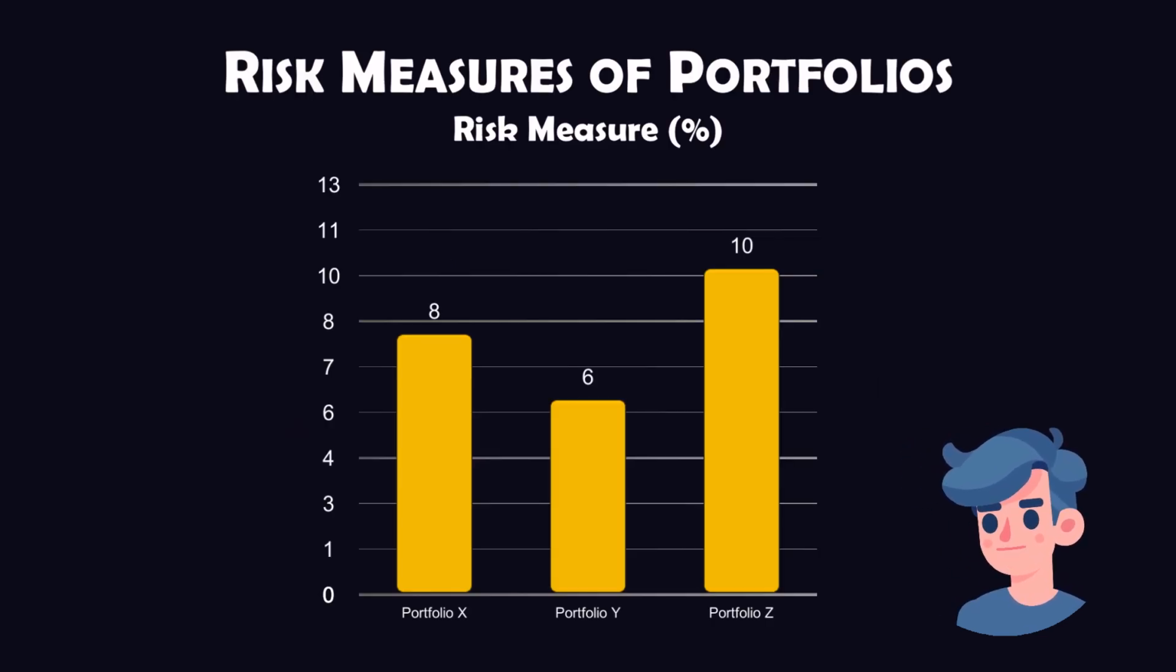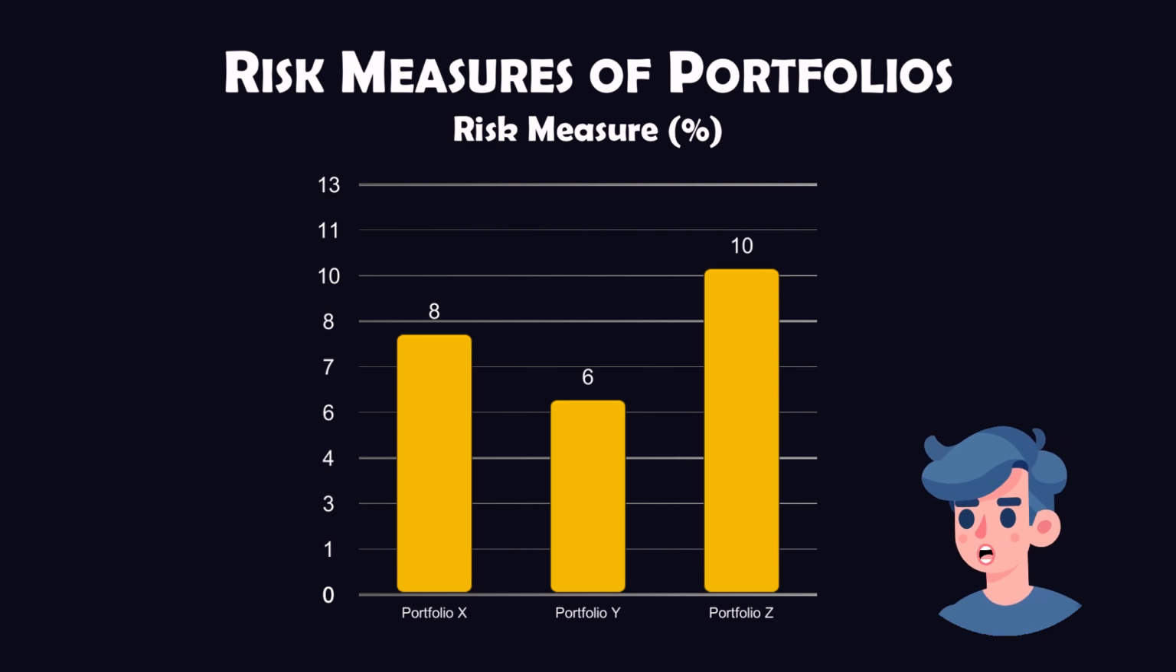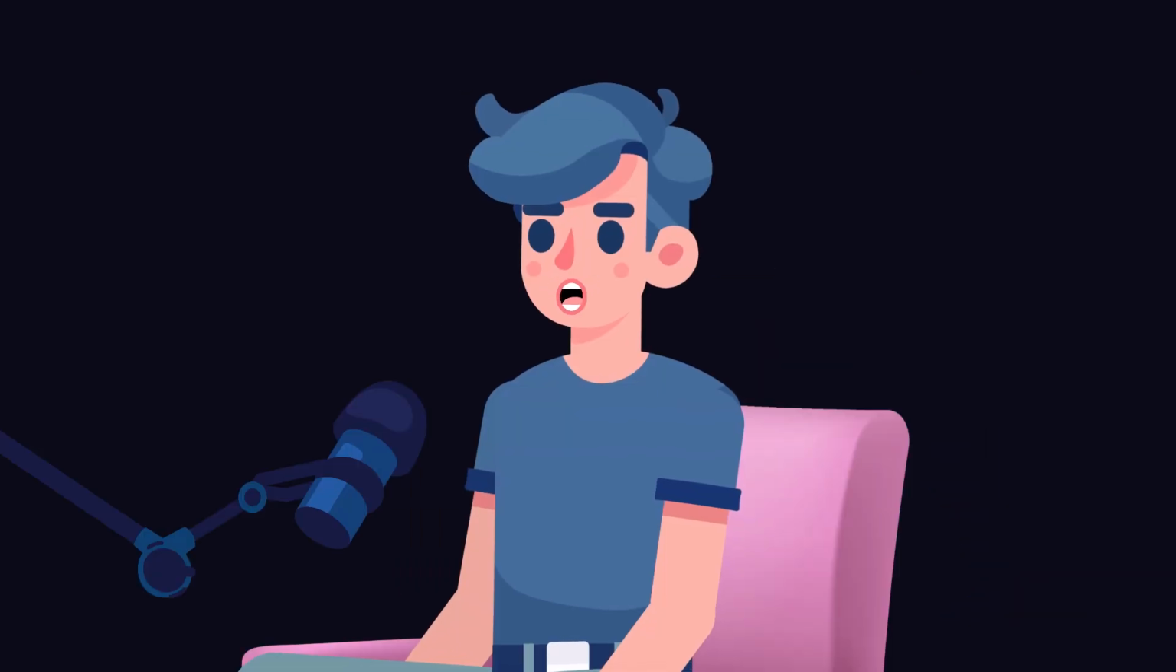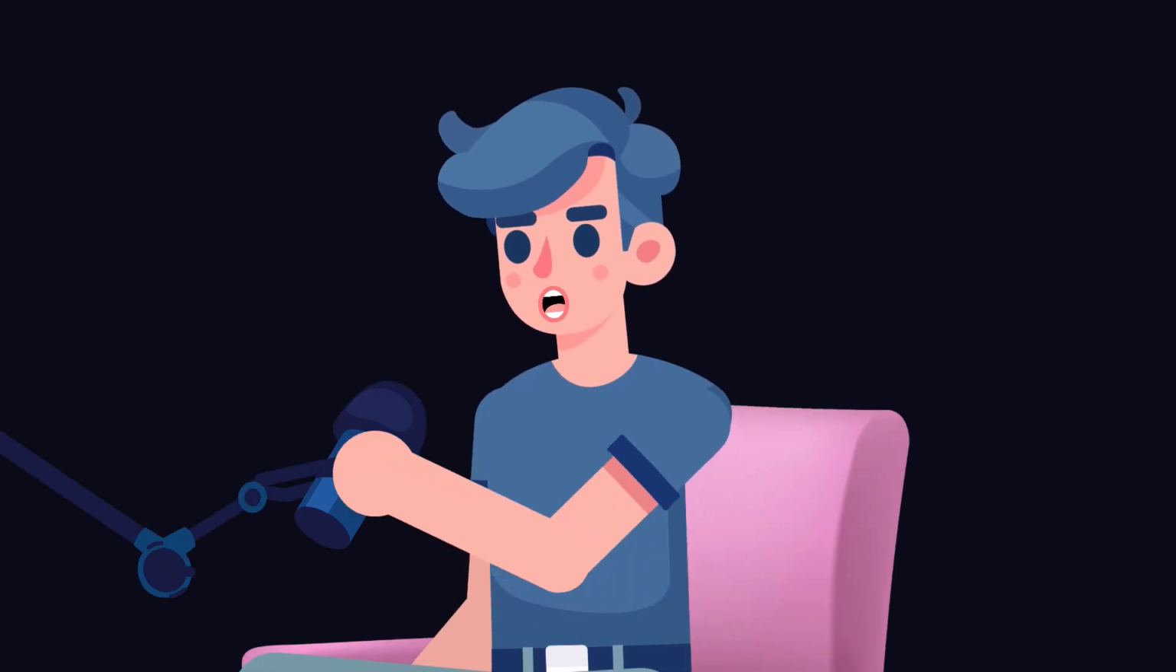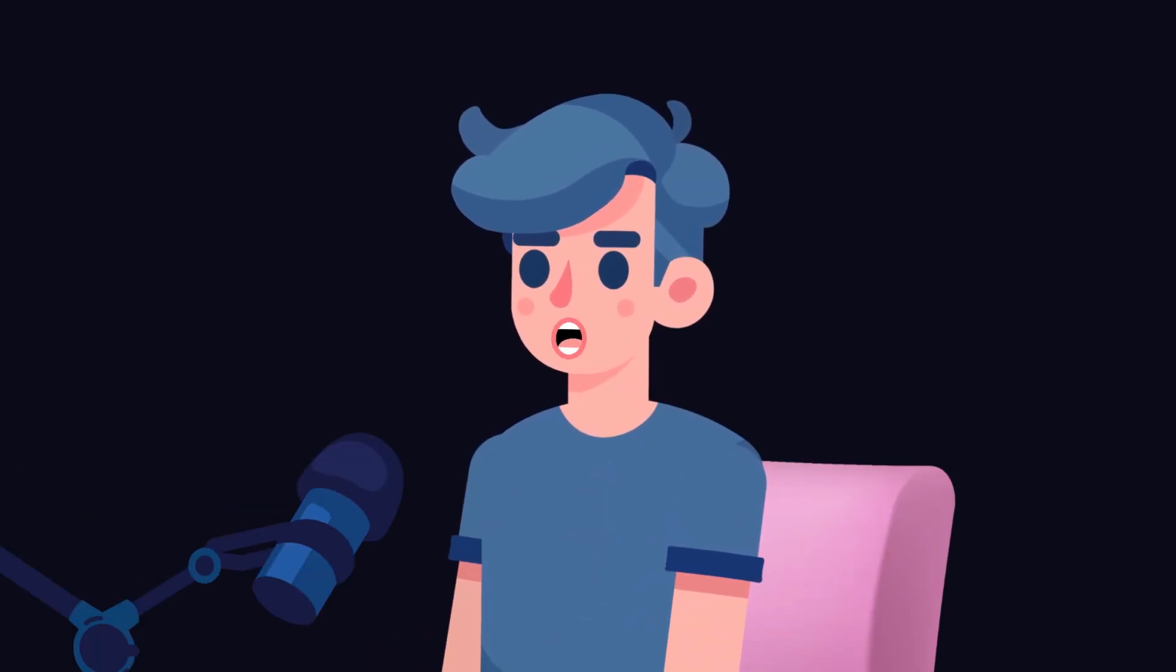Now, let's look at some data to illustrate these concepts further. Suppose we have three portfolios: Portfolio X, Portfolio Y, and Portfolio Z. Portfolio X has a risk measure of 8%, Portfolio Y has 6%, and Portfolio Z has 10%. We'll plot these risk measures to visualize the comparative risks. As you can see, Portfolio Z is the riskiest, followed by Portfolio X, and Portfolio Y is the least risky. This visual comparison helps us quickly identify the risk levels of different portfolios.